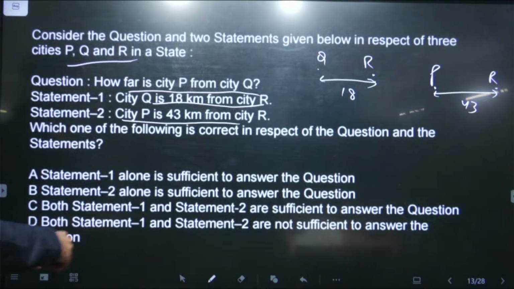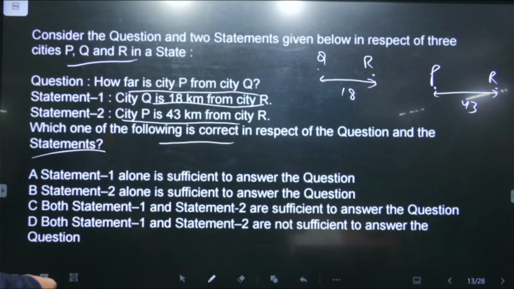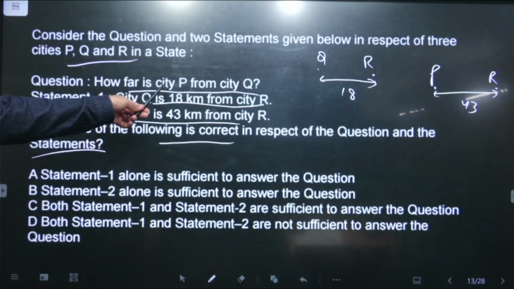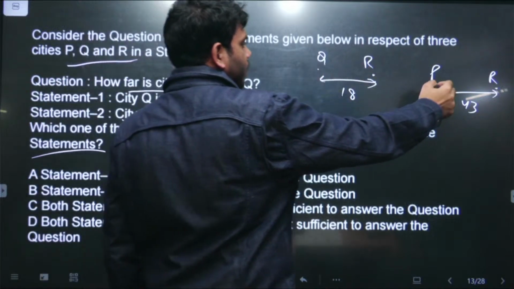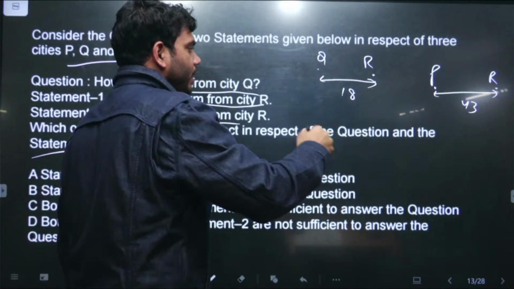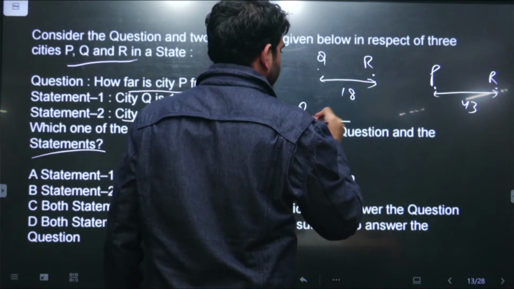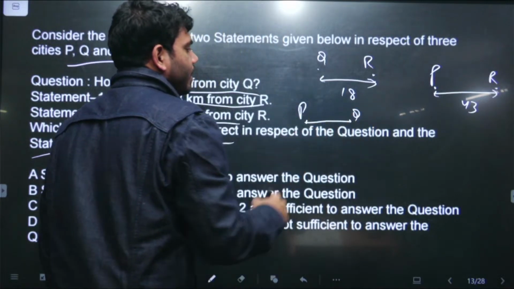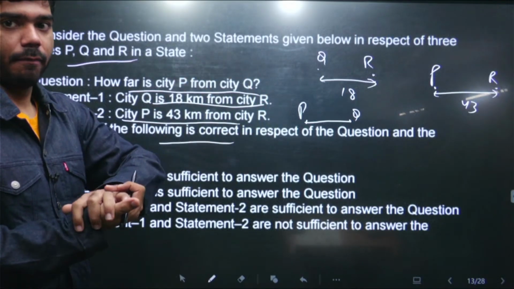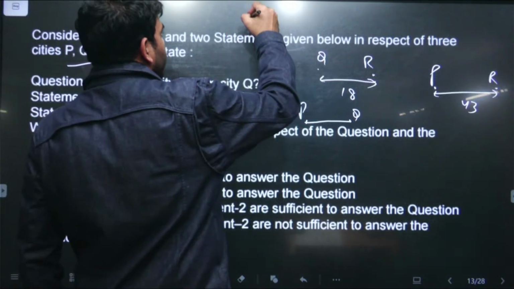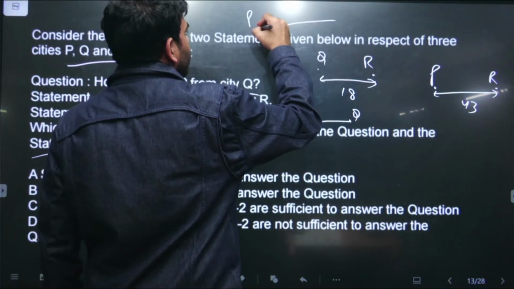So which one of the following is correct with respect to the question? We need to find the distance between P and Q, and we know that the distance between Q and R is 18 and between P and R is 43. So be very careful in these kinds of questions. The problem over here is we just don't know the direction. There can be a possibility that they can be arranged like this.